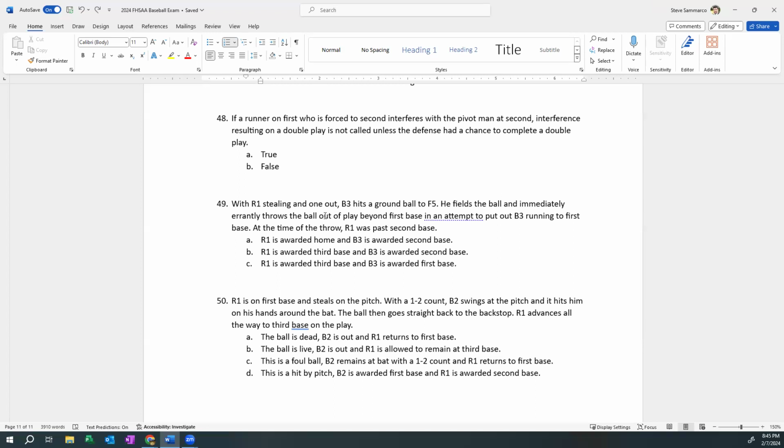Can you repeat that? If a runner on first who is forced to second interferes with the pivot man at second, interference resulting on a double play is not called unless the defense had a chance to complete a double play or unless it was 33 degrees. I can tell you my answer, but does someone else answer? It's 10 o'clock at night, and it's 32 degrees and freezing.